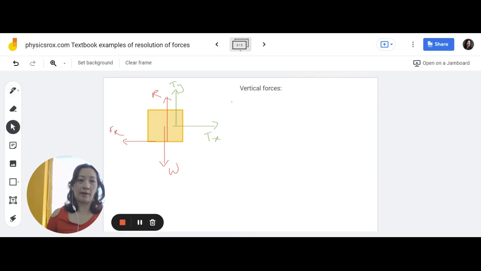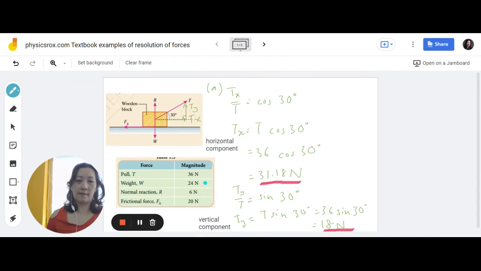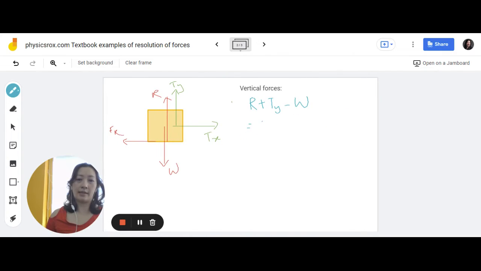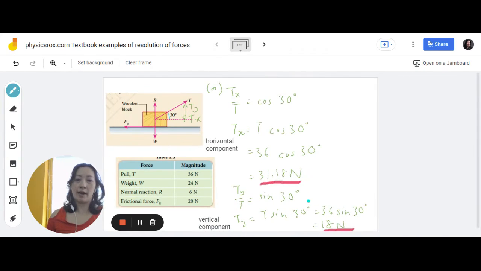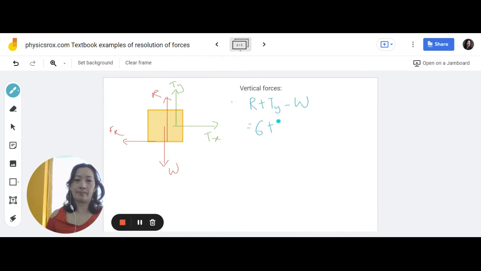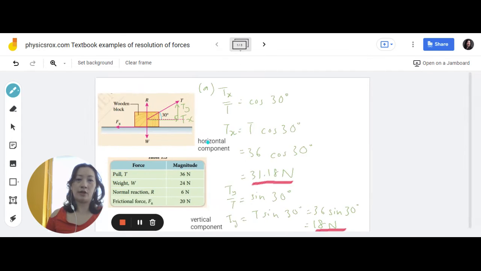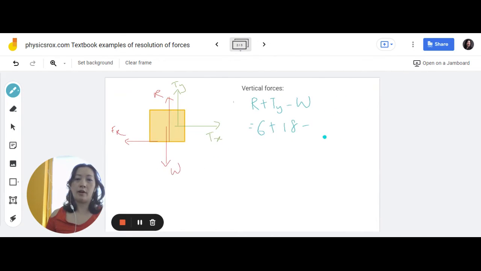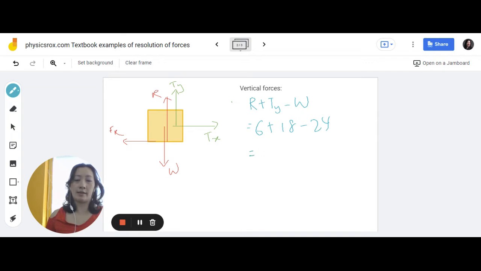Let's say going up is positive and going down is negative. Let's solve it. That means you'll have R plus Ty minus W. Do we have R? Yes, we do. 6 plus Ty, which is 18, minus W, which is 24. You calculate this out, you're going to get 0.